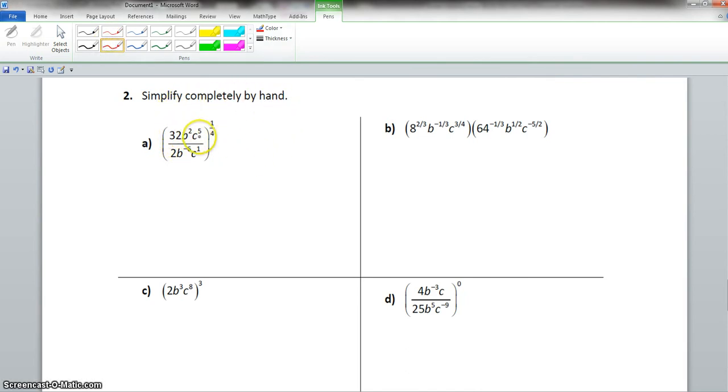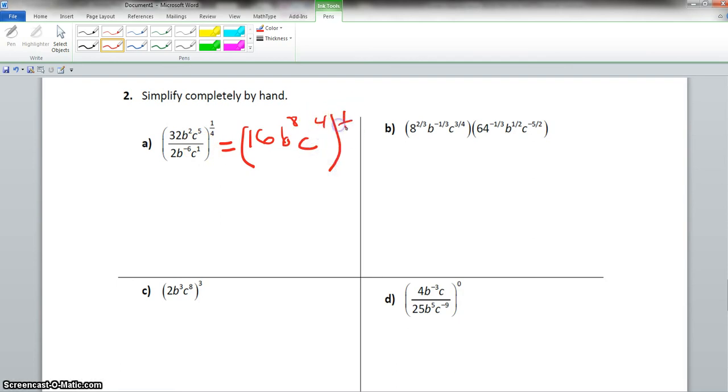Now we have 32b to the 2nd, c to the 5th, all over 2b to the negative 6, c to the 1st, and all of this is taken to the 1/4 power. Now first I would say take care of what's in the parentheses first. 32 divided by 2 is 16. b squared divided by b to the negative 6, we know would be b to the 8th. c to the 5th over c to the 1st would give us c to the 4th.